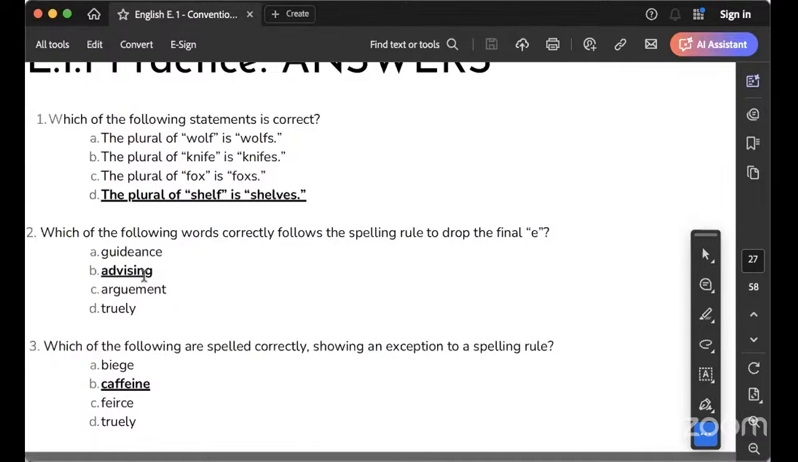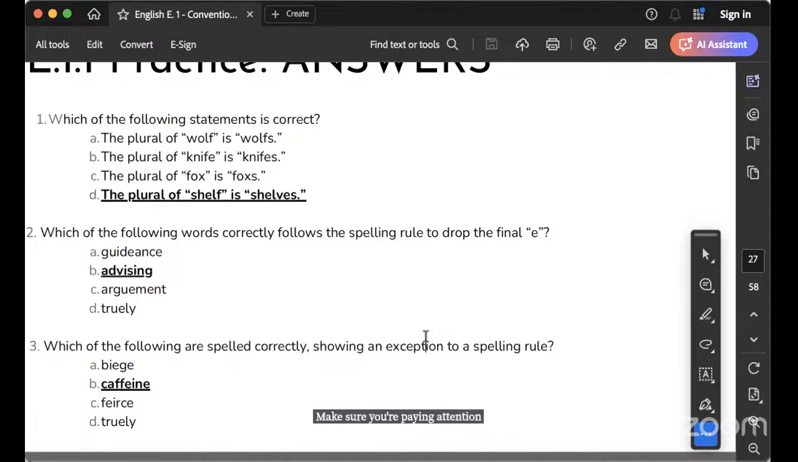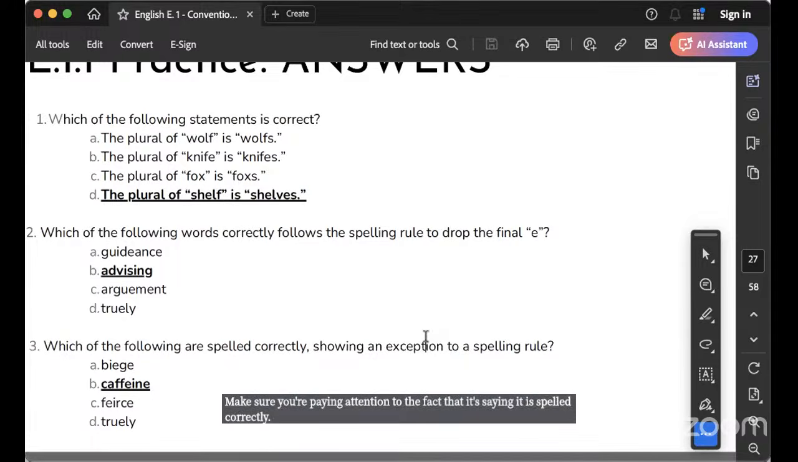And then number 3, which of the following is spelled correctly, showing an exception? This is really the part that trips people up. Make sure you're paying attention to the fact that it's saying it is spelled correctly and it needs to show an exception to a spelling rule.